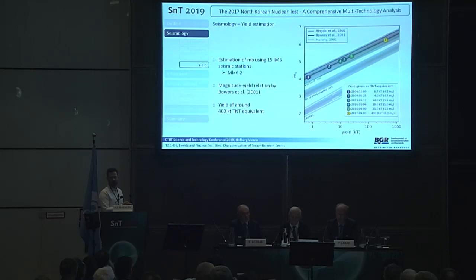So we try to be consistent by always using the same stations, but of course we make assumptions on this magnitude-yield relation. It's very hard to find very reliable sources for that. So we just rely on this relation and then relate the tests to each other. I know we are in the upper range. If we look at other yield estimations, they're most of the time a little bit lower. But this is the estimation we come up with.